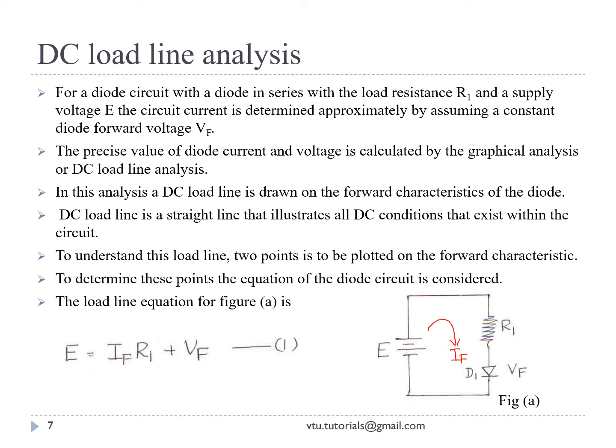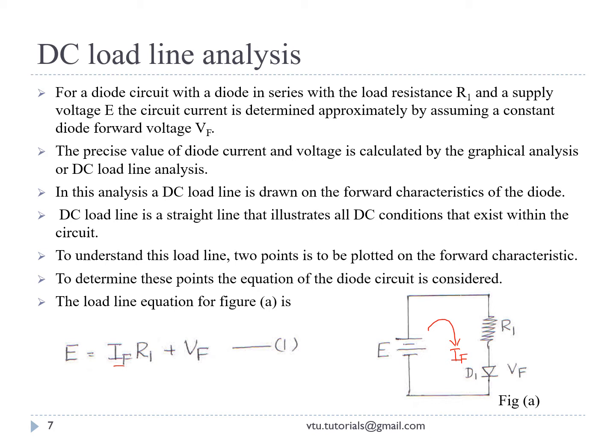this diode circuit, E is equal to If R1 plus Vf will be the Ohm's law equation for this circuit. So using this equation, you can determine the parameter If if the voltage E, R1 and Vf are known. In the same way, you can determine the resistance R1 if E, If and Vf are known, and so on.